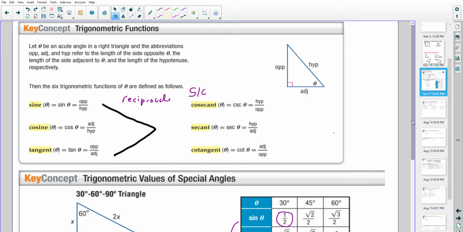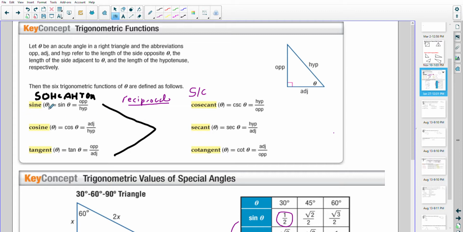The 6 trig functions start with the 3 basic ones, and you remember that you can get those by SOHCAHTOA. The definition is sine is opposite over hypotenuse, cosine adjacent over hypotenuse, and tangent is opposite over adjacent. And from those, you can get the other 3, because the other 3 are actually reciprocals.